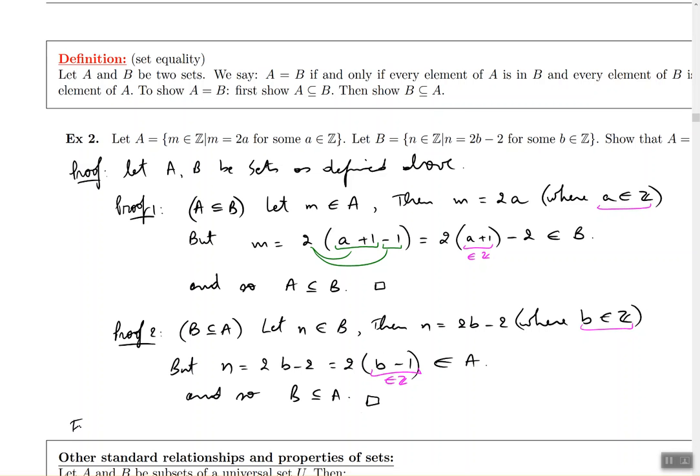So finally we can say, since A is a subset of B, and also B is a subset of A, then the set A is equal to the set B. And that's the end of the original problem.